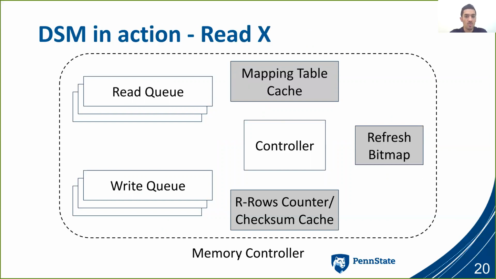Upon a read request to memory, we put this request in the read queue and look up the mapping table cache in parallel. If row X is mapped to another row like X prime, then we simply change the address in the read queue and redirect the memory request to the correct row. On the other hand, if X is not merged, no further action is required and we don't need to change the read queue.